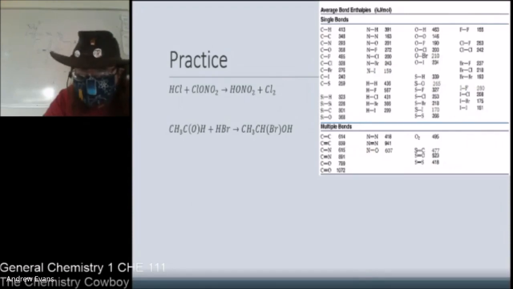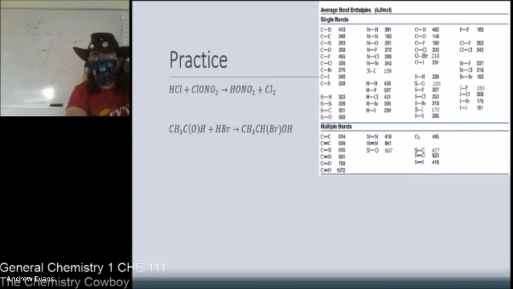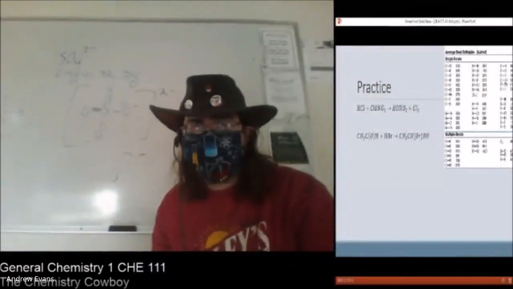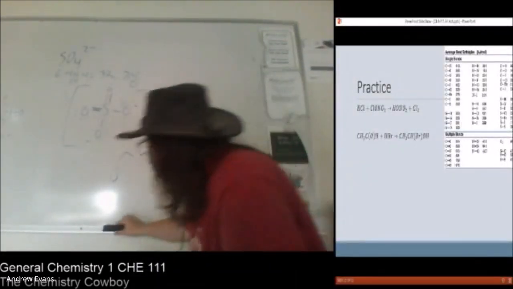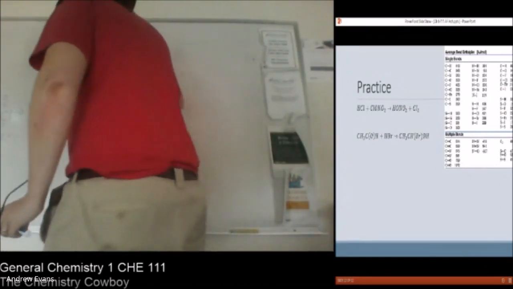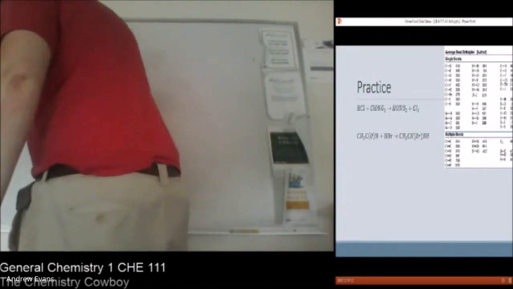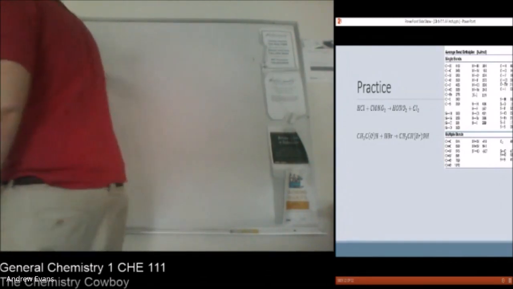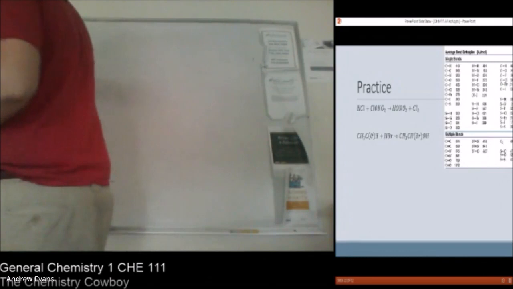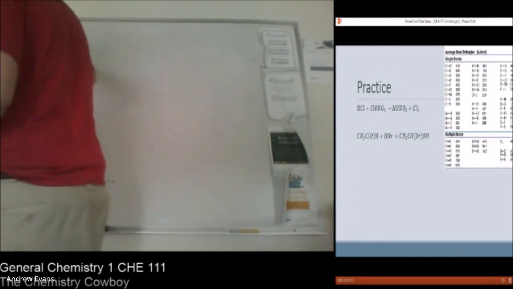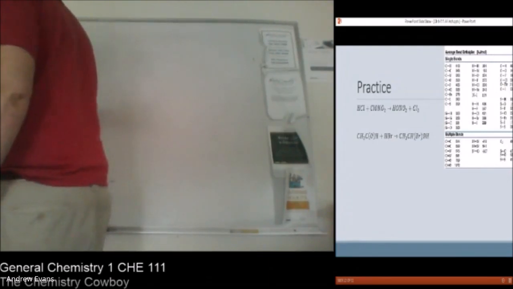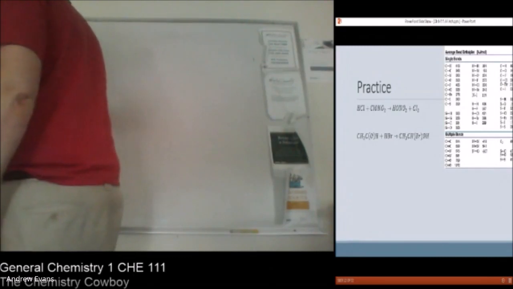Okay, so we want to draw out these structures and then calculate the bond enthalpy for this. So HCl, that's straightforward enough. This is going to come with practice. So HCl, then ClONO2. Breaking that down, how it shows, ClONO2.